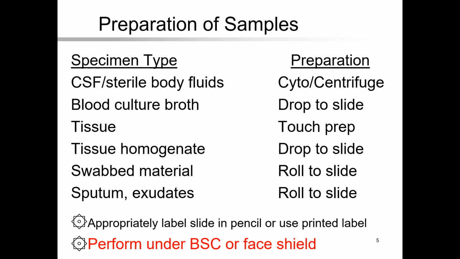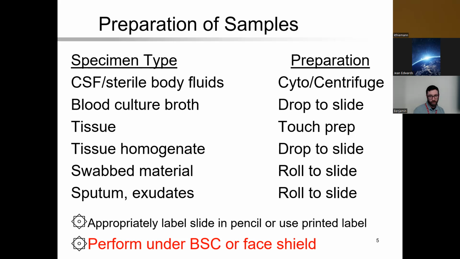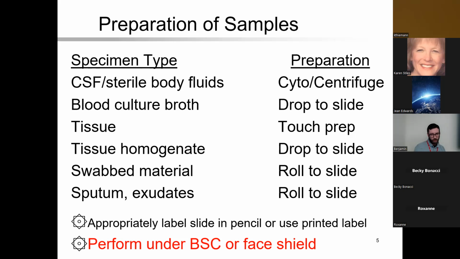Tissue homogenate, we're going to grind up our tissue in saline. We're going to use the top of that homogenate directly on the slide. Swab material, wound swabs, you want to roll onto the slide. You don't really want to go back and forth.